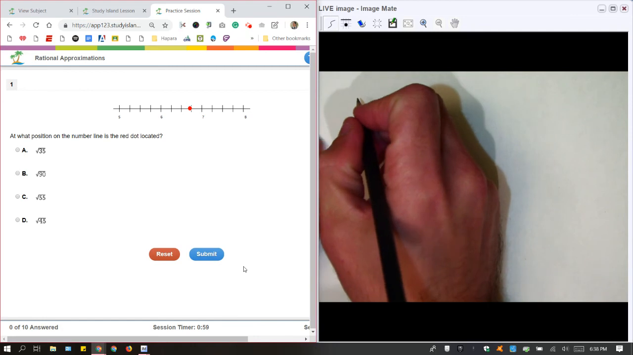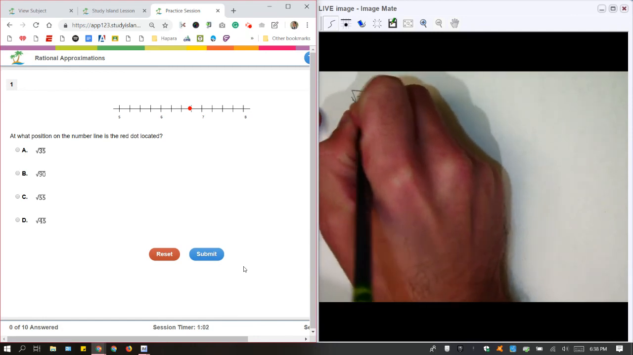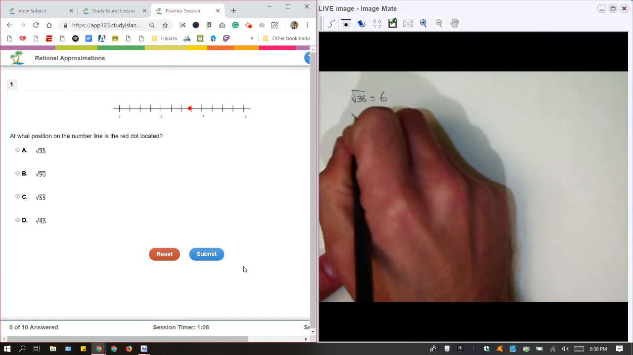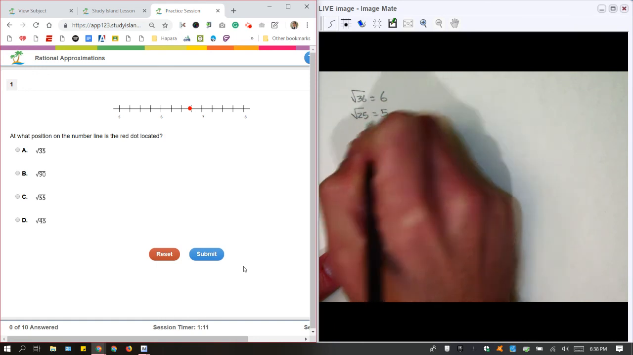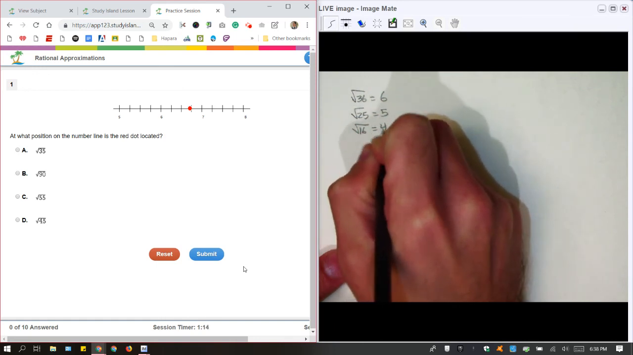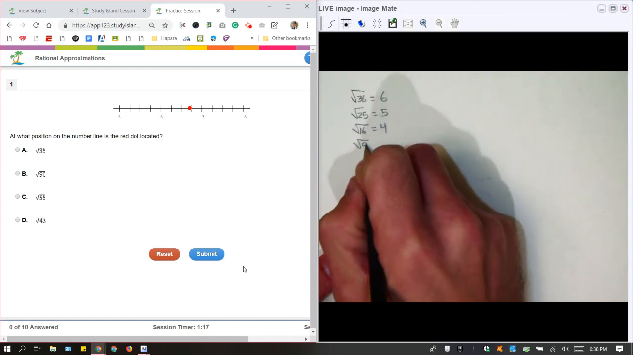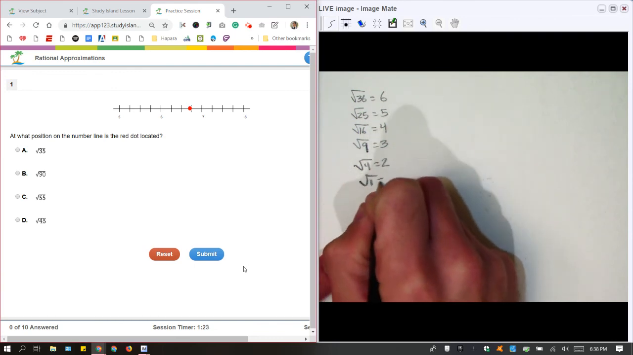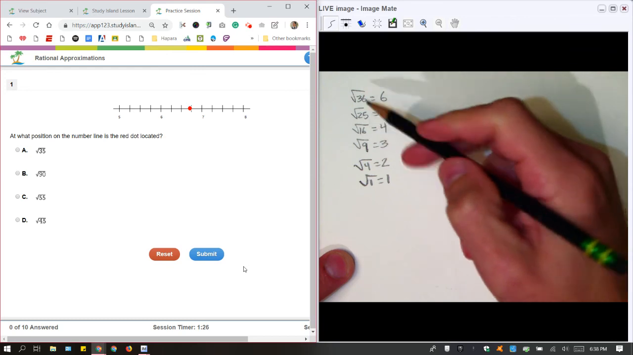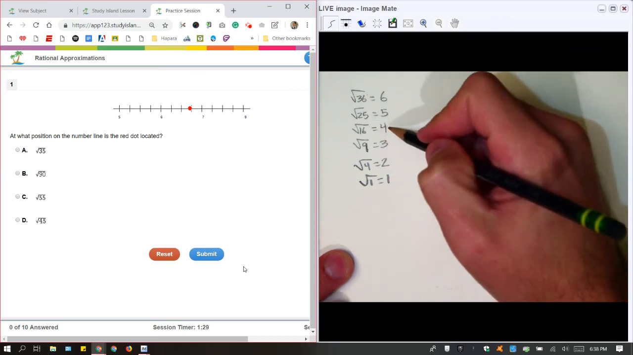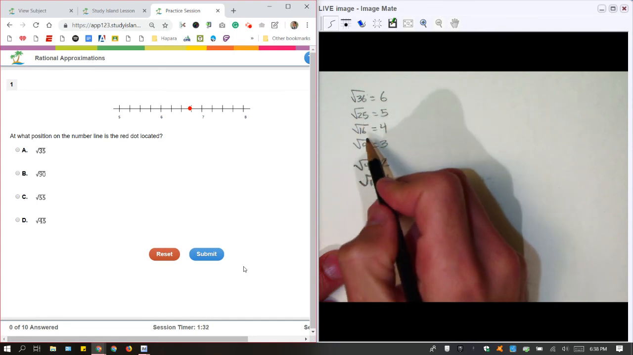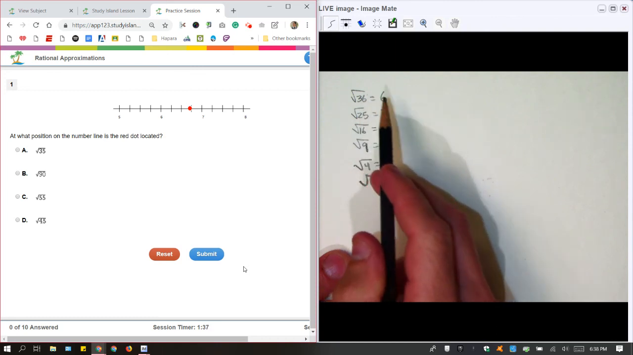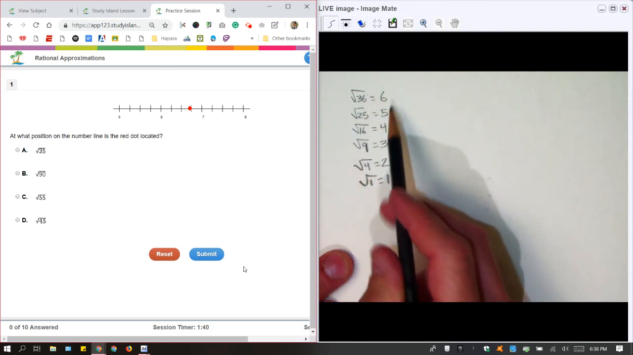For example, if I gave you the square root of 36, you know that the square root of 36 is 6 because 6 times 6 is 36. You know the square root of 25 is 5, the square root of 16 is 4, the square root of 9 is 3, the square root of 4 is 2, and the square root of 1 is 1. So these ones are easy. 6 times 6 is 36, 5 times 5 is 25, etc. So these numbers, 36, 25, 16, 9, 4, and 1, are perfect squares, and they have square roots that are whole numbers.